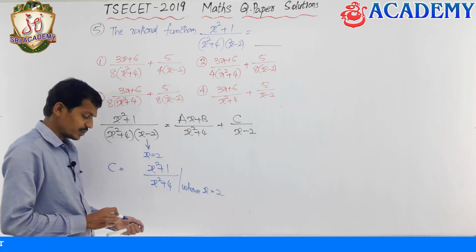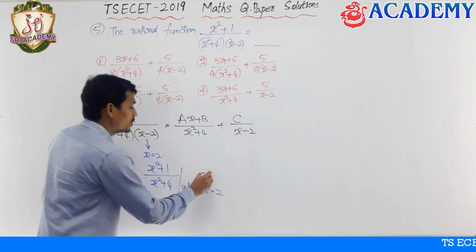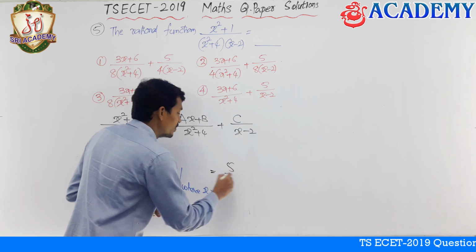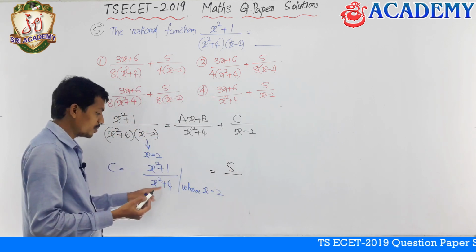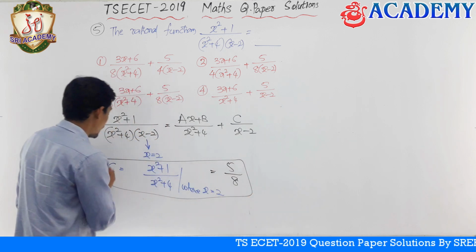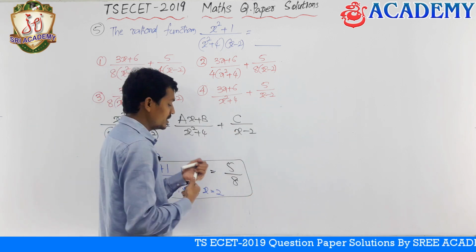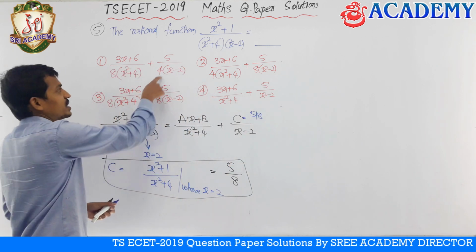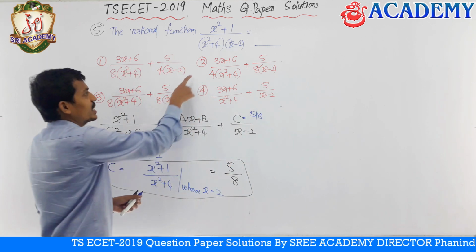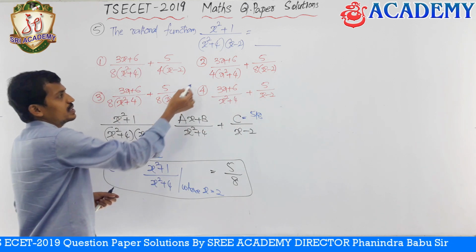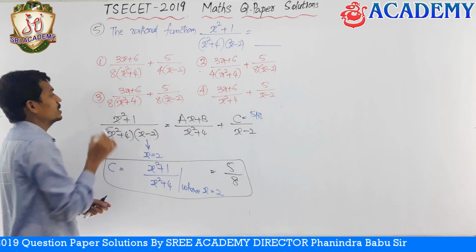If you substitute 2 here, what are you going to get? 2 square is 4, plus 1 is 5, divided by 2 square, 4, plus 4, that is going to be 8. This is going to be your C. The value of C is 5 by 8. If you check, in the first option it is 5 by 4, in the second option 5 by 8, and in the third option also 5 by 8. So maybe the second option or the third option.